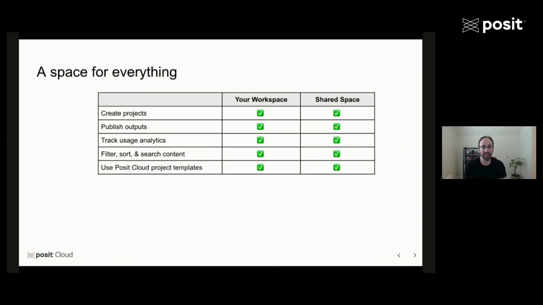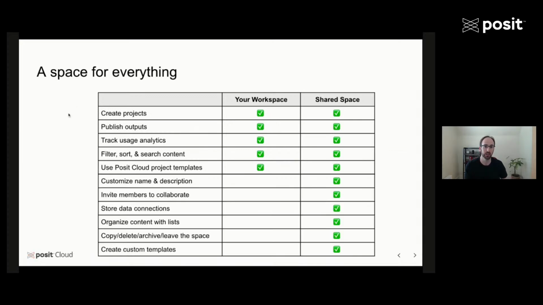You can also, from either of these spaces, use the included pre-configured templates that are now available from Posit Cloud to get started faster. On the shared space side, you're going to notice a bunch more functionality that picks up what we talked about on the previous slide. So here you can do things with member management. You can have those data connections. You can organize things into lists. You can create custom templates. So there's a lot more going on within a shared space.